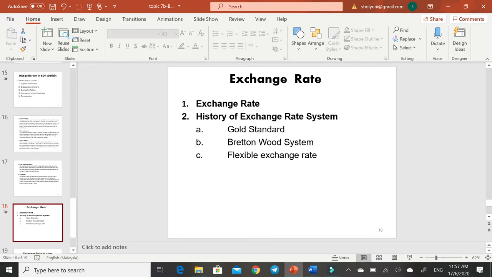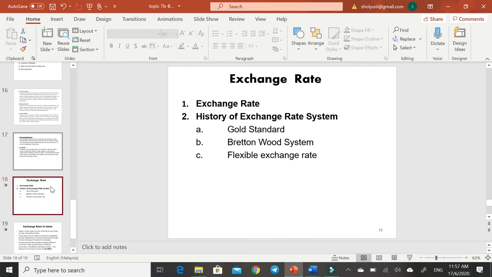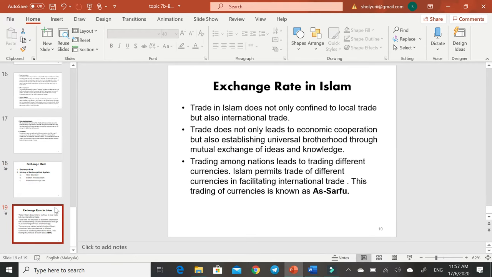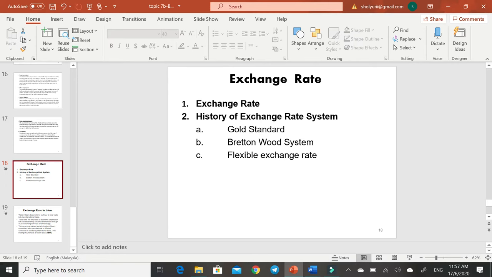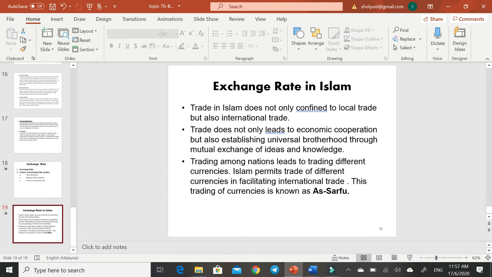Okay, so ada 3 exchange rate style, which is the gold standard, Bretton Woods system, and flexible exchange rate. So this one you can read in your textbook. Okay, just do the reading and have some sort of information how gold standard exchange rate works, how Bretton Woods system exchange rate works, and how flexible exchange rate works. And please read about the exchange rate in Islam also.